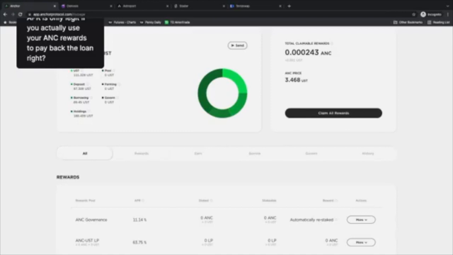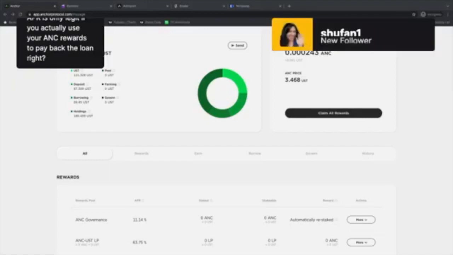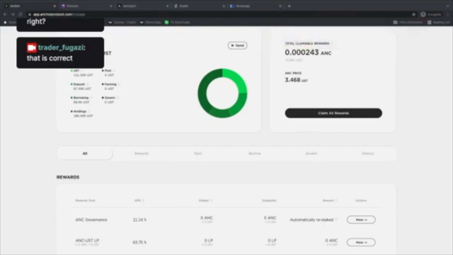And there was a question that I'll answer from Twitch. It said, the APR is only legit if you actually use your Anchor rewards to pay back the loan, right? Yeah, that's correct, and that's important to understand. So for example, if your Anchor rewards are coming in, and right now Anchor's price is like $3.50, and I sell that, then in order to make the APR neutral, I need to actually pay off my loan with that Anchor token.